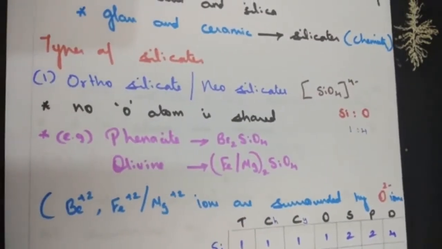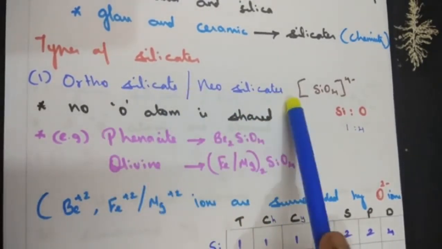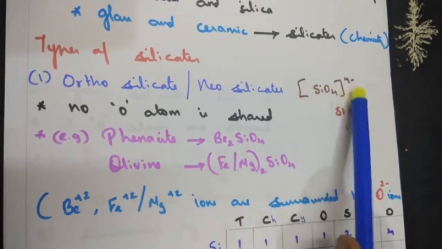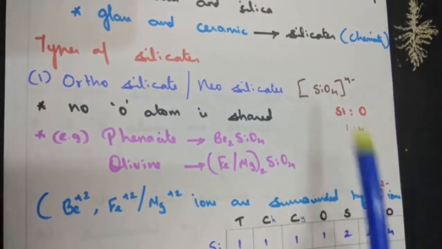Let's move on to the first type of silicate, that is orthosilicate or a neosilicate. The general formula of it is SiO4. It's derived from the salt. It's an anionic part of the salt, SiO4 with a charge of -4.